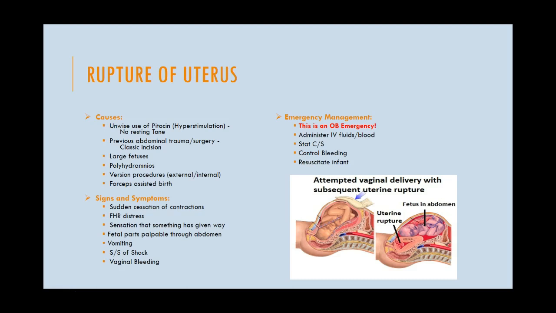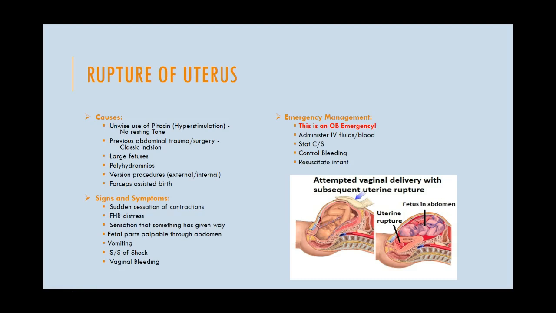Let's go back to large fetuses and polyhydramnios. Those couple of things are issues that cause an overextension or an overdistension of the uterus. So again, we're increasing pressure inside the uterus to a point that it just can't hold everything anymore, and it just pops open like a balloon that you blow up too big.